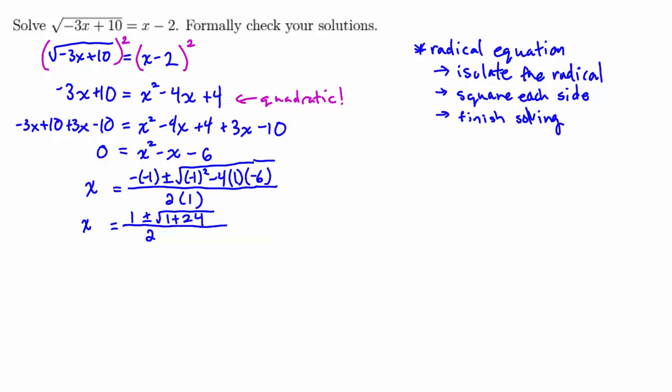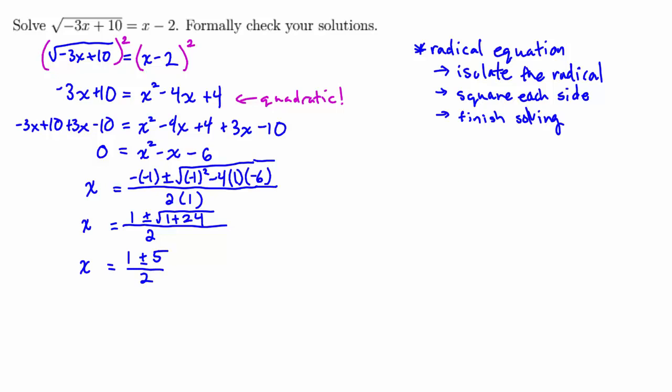And now I can break this into, that'll be the square root of 25. So I'm going to simplify that. I've got x equal to 1 plus or minus that square root of 25, which I know is 5. So I've got 1 plus or minus 5 all over 2.